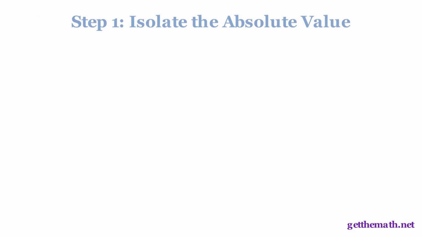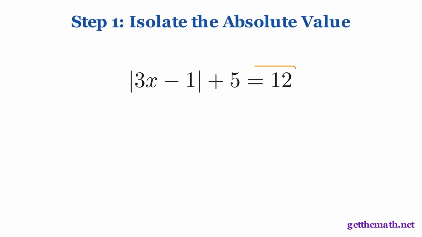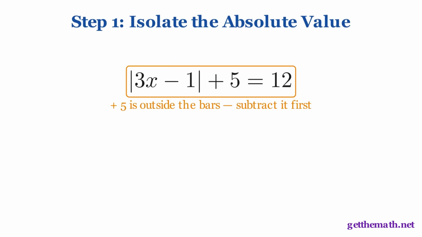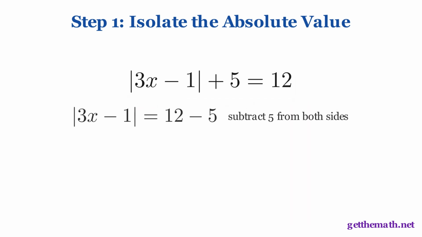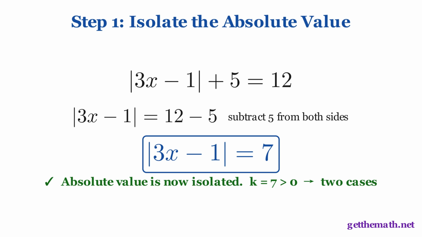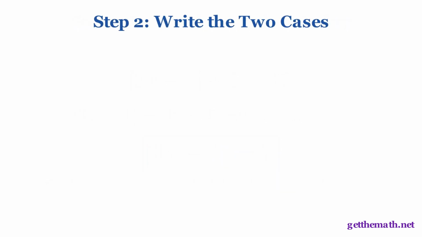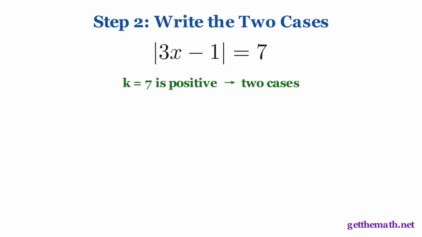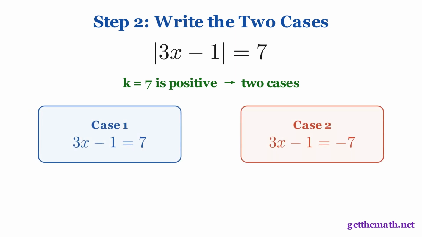Step 1. Isolate the absolute value. We start with, the absolute value of 3x minus 1 plus 5 equals 12. Subtract 5 from both sides. The plus 5 and minus 5 cancel on the left side. On the right side, 12 minus 5 equals 7. We now have, the absolute value of 3x minus 1 equals 7. Now the absolute value is isolated. K equals 7, which is positive. So we split into two cases.